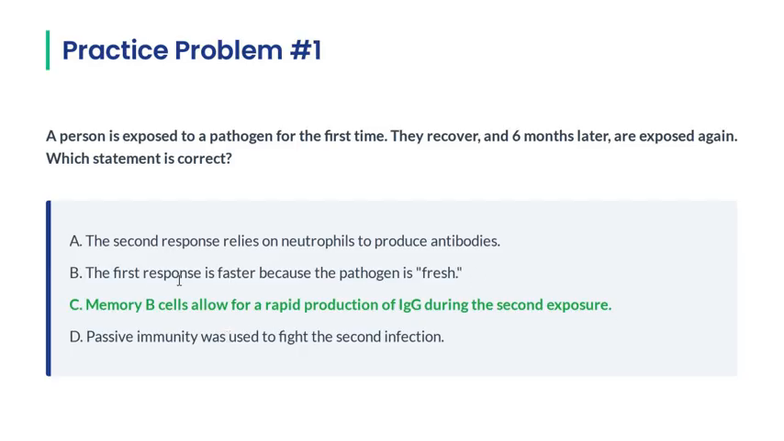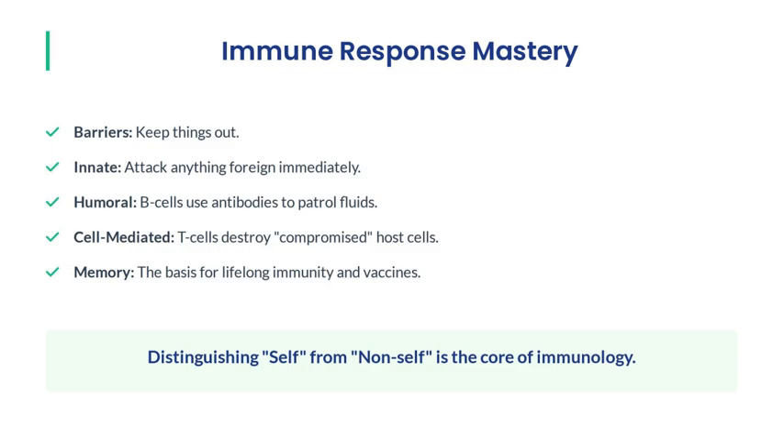I don't know what this means, but okay, now we're going to go to the immune response summary, and you just have to remember these things: barriers keep things out, cell-mediated means T cells destroy compromised host cells, and distinguishing self from non-self is the key core to our immune system.